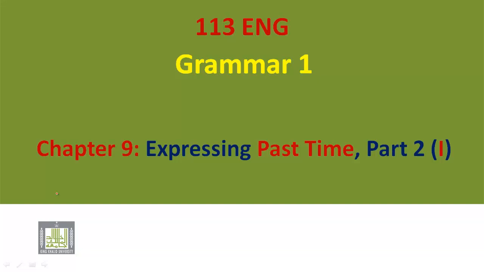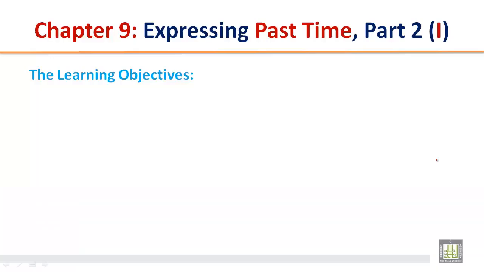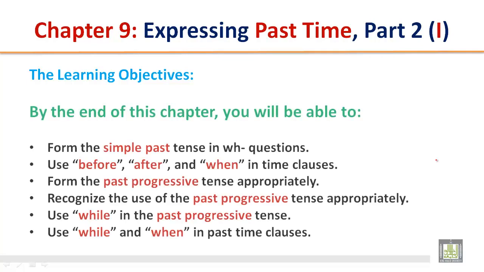English 113, Grammar 1, Chapter 9, Expressing Past Time, Part 2. The Learning Objectives. By the end of this chapter, you will be able to form the simple past tense in WH questions, use before, after, and when in time clauses, form the past progressive tense appropriately, recognize the use of the past progressive tense appropriately, use while in the past progressive tense, use while and when in past time clauses.